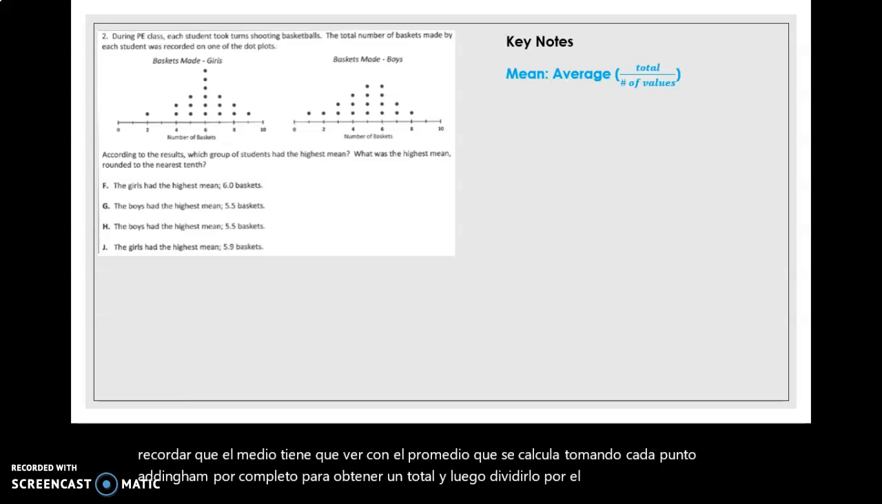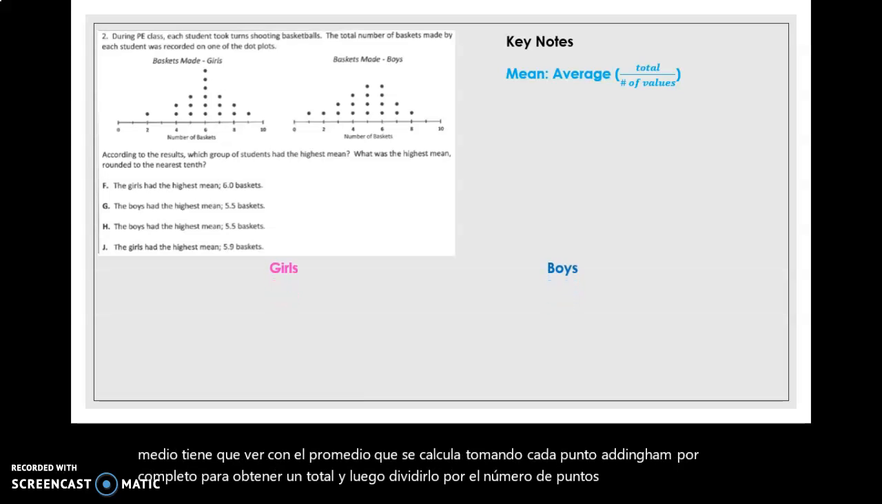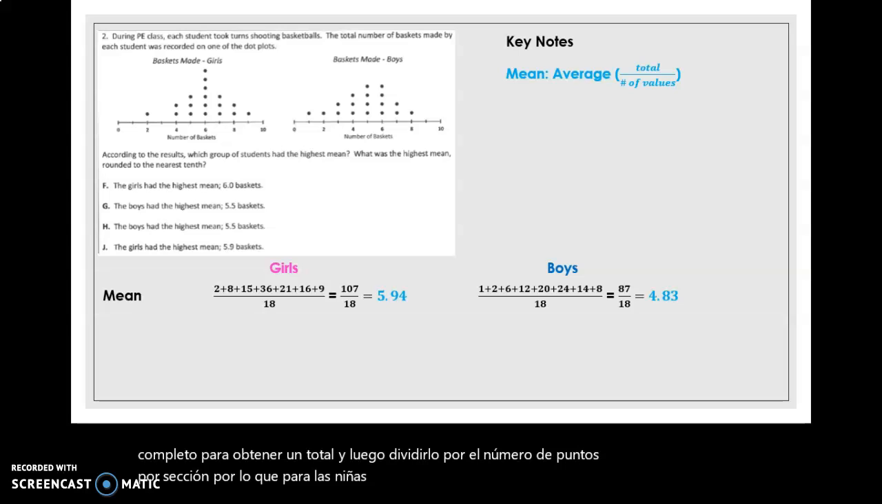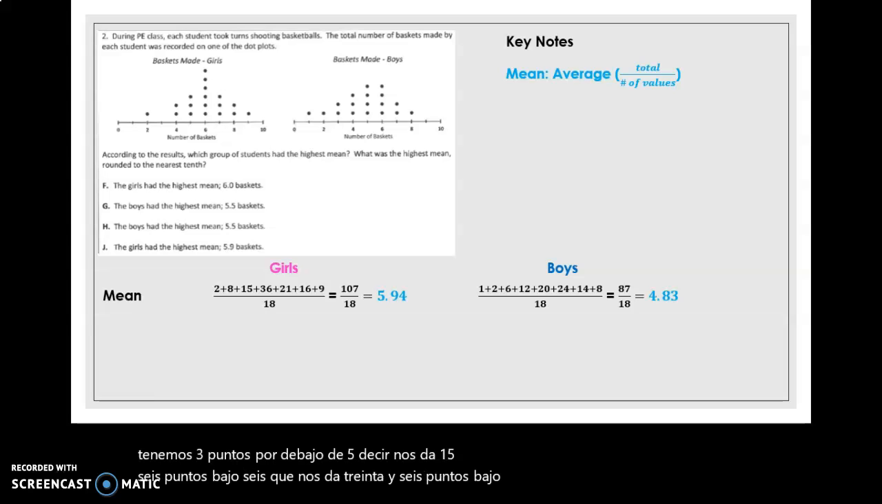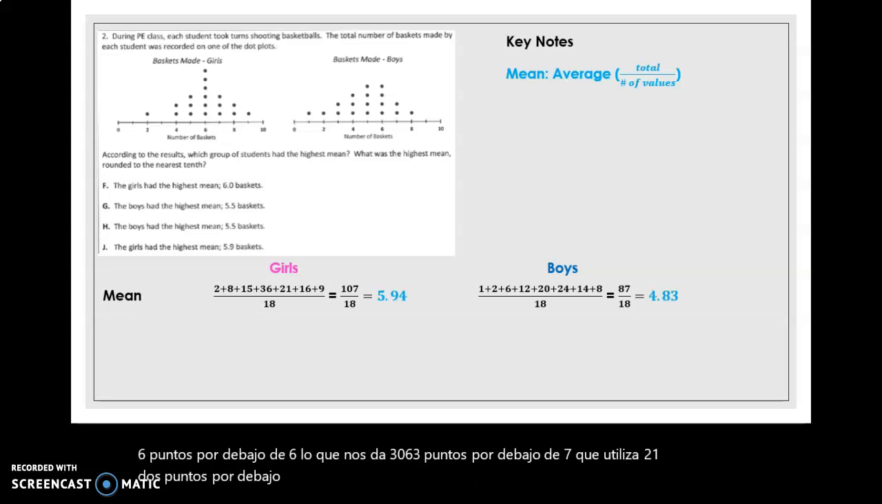So for girls, we have one value at 2. We have 2 dots under 4, so that gives us 8. We have 3 dots under 5, so that gives us 15. We have 6 dots under 6, which gives us 36. 3 dots under 7, which gives us 21. 2 dots under 8, which gives us 16, and 1 dot at 9, which gives us 9.